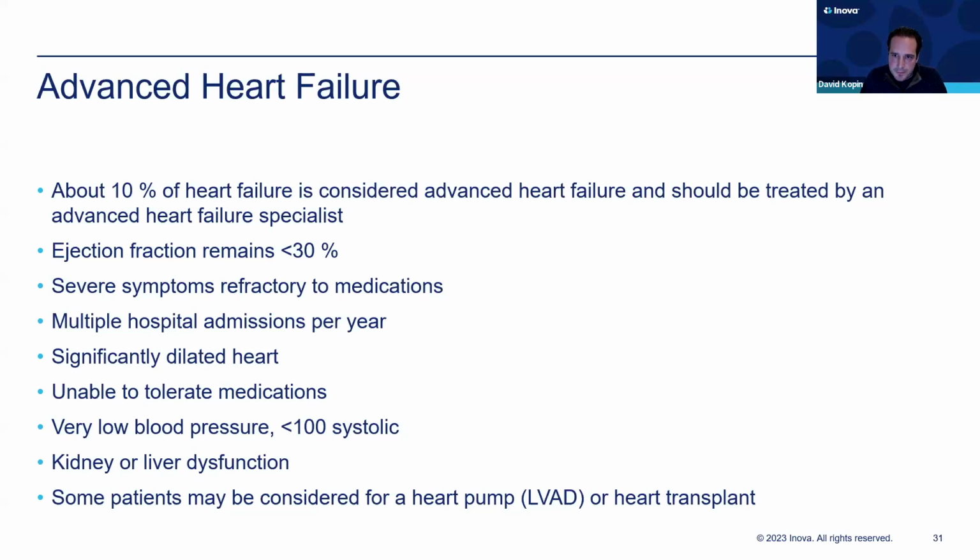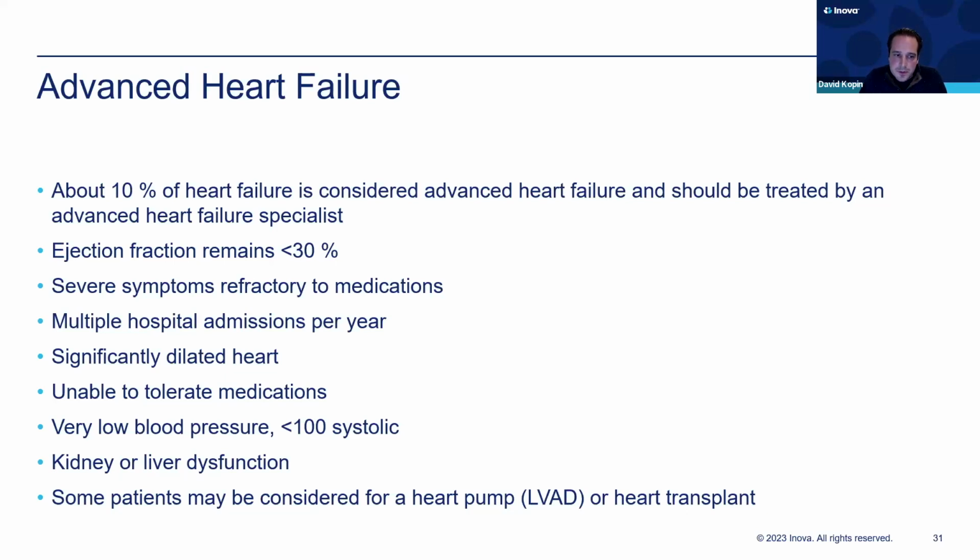So if the ejection fraction remains severely reduced, less than 30%, if there are severe symptoms that are refractory to medications, multiple hospital admissions in a year, a significantly or severely dilated heart, an inability to tolerate medications, either due to multiple side effects or very low blood pressure, or other organ dysfunction, such as kidney dysfunction or liver dysfunction.